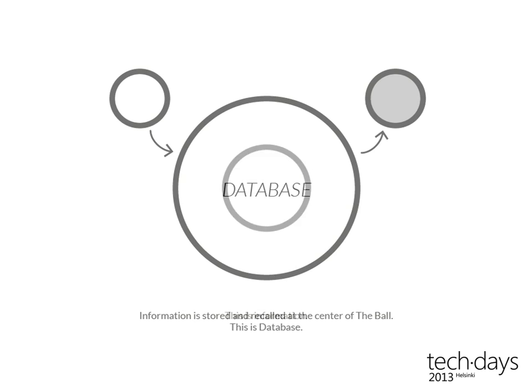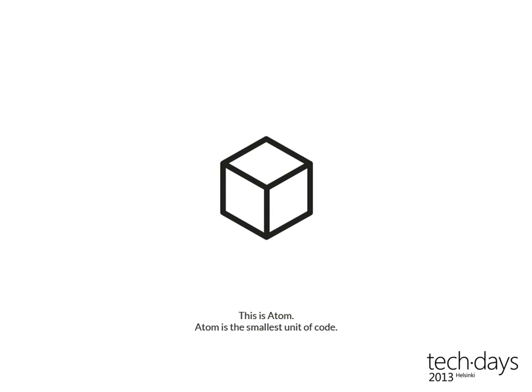So briefly about the ball. I'll run a quick visualization of it. This is not the ball, this is information. And information is stored somewhere and recalled somewhere, so we need a kind of database. This is, in this example, an atom, and it's executable code, the smallest unit of executable.